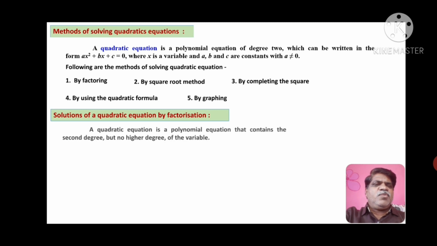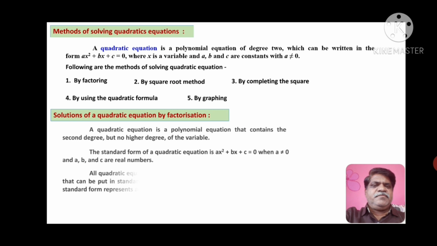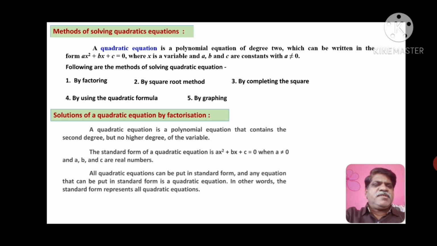A quadratic equation is a polynomial equation that contains the second degree but no higher degree of the variable. So the standard form of a quadratic equation is ax square plus bx plus c is equal to 0, where a is not equal to 0 and a, b and c are real numbers. All quadratic equations can be put in standard form, and any equation that can be put in standard form is a quadratic equation. In other words, the standard form represents all quadratic equations. The solution to an equation is sometimes referred to as the root of the equation.